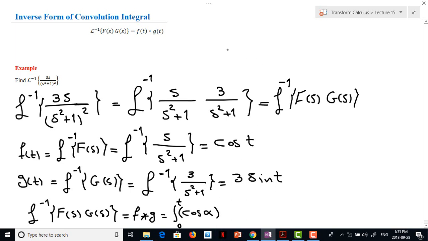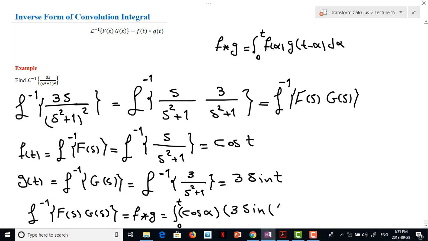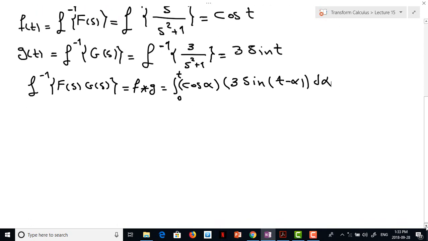Let me write the definition of convolution integral. So we had it in the last slide. f star g is equal to the integral from 0 to t, f(alpha) g(t minus alpha) d alpha. So f(t) is equal to cosine t. As a result, f(alpha) is cosine alpha. g(t minus alpha), so it's 3 times sine (t minus alpha) d alpha. So if we can find this integral, it's gonna be Laplace inverse of our function.